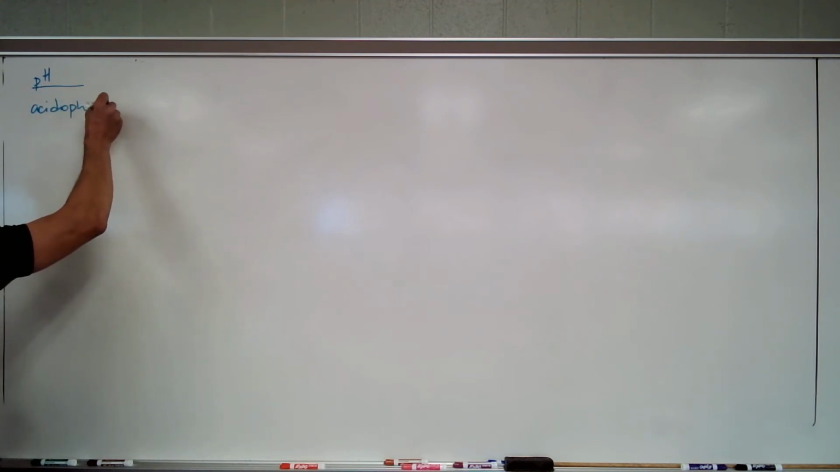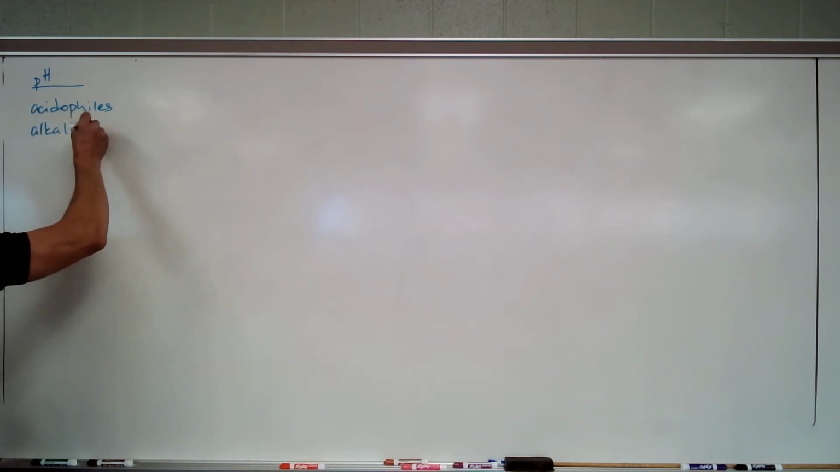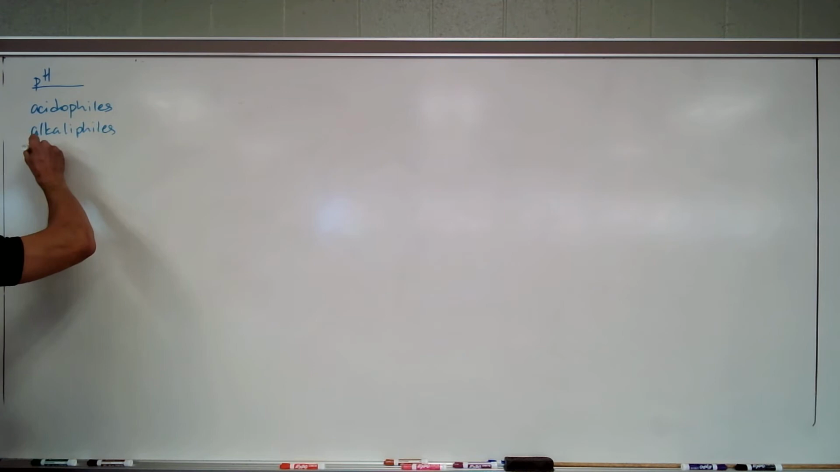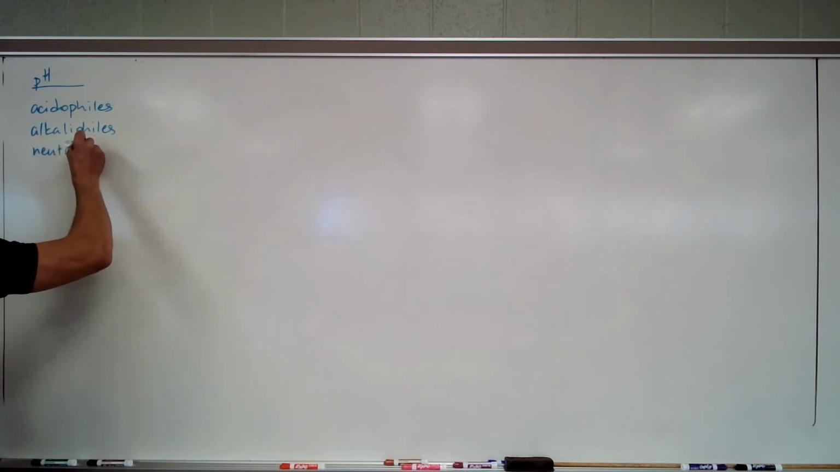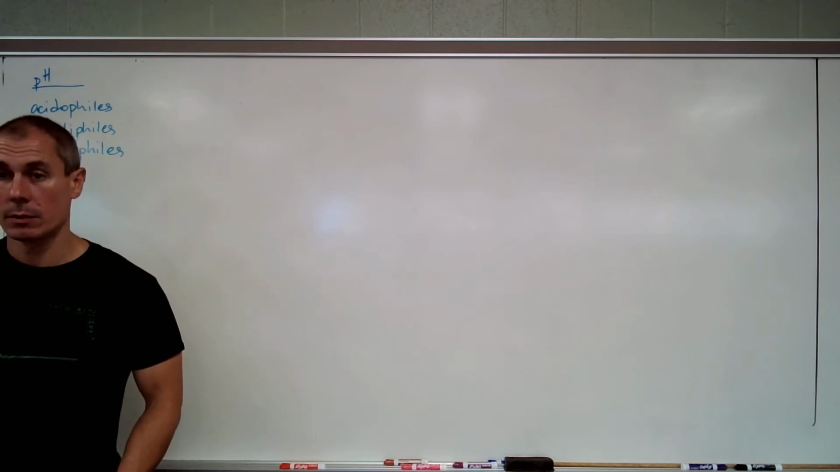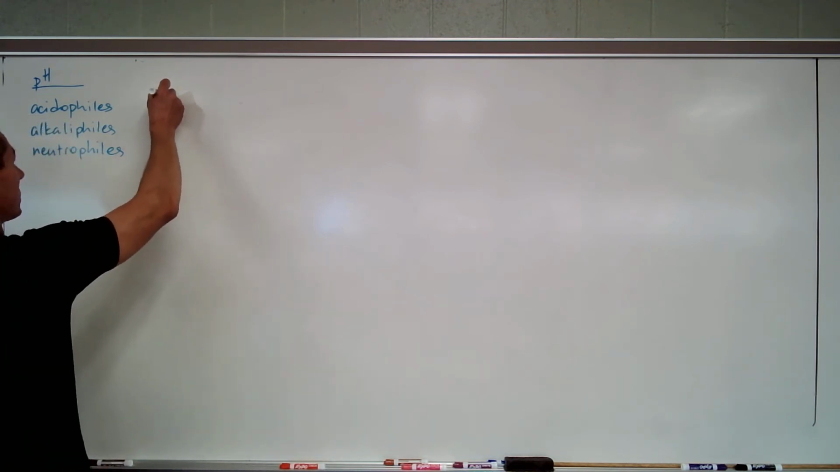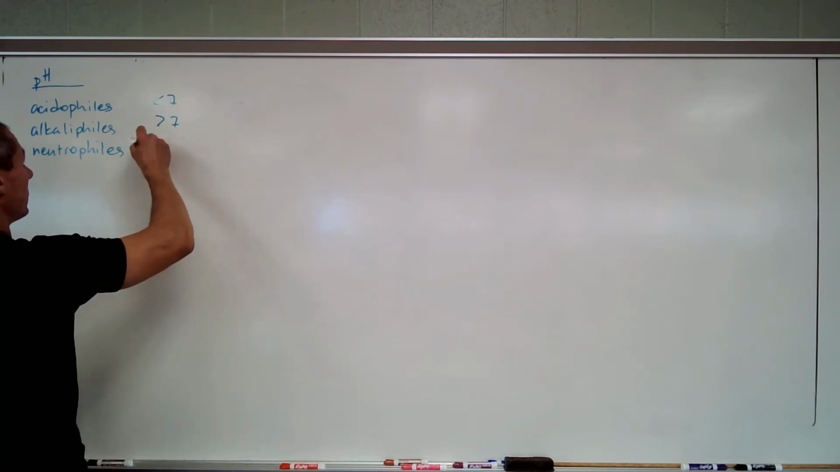Acidophiles, alkaliphiles, neutrophiles. Everybody remembers their pH? Okay. So, less than 7, more than 7, around 7.